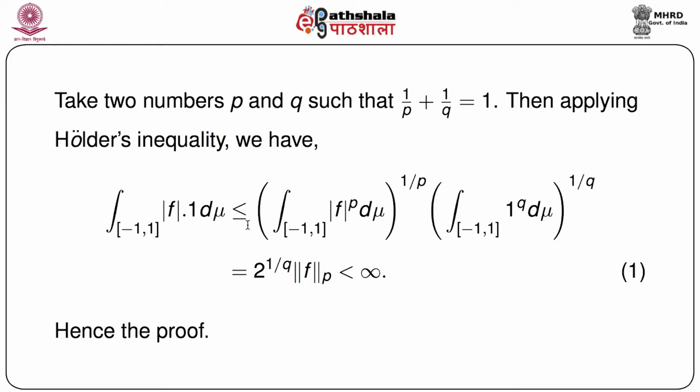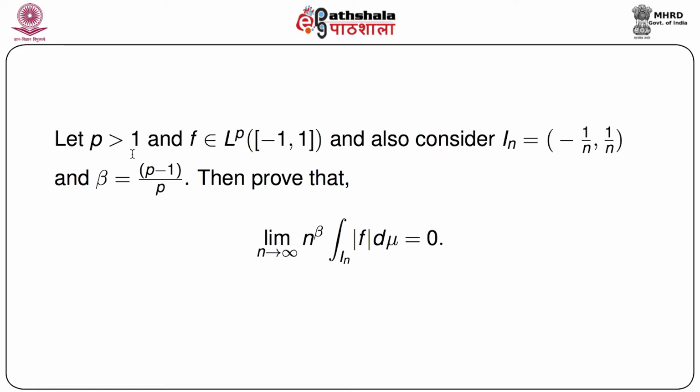That completes the proof. And the last one in this line is: suppose p is greater than 1, and again the same kind of problem, f belongs to LP over the closed interval -1 to 1, and also consider another interval I_n, which is the open interval (-1/n, 1/n). Let us take a value of beta as (p-1)/p. We have taken p greater than 1, so p-1 is positive, and hence beta is always positive. In fact, p-1 is less than p, so beta lies between 0 and 1.